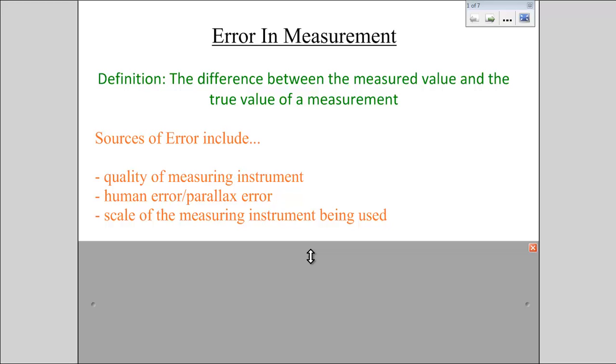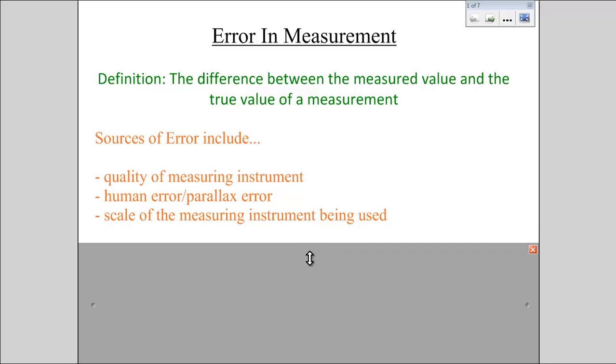For example, if you had a look at the ends of your ruler, if it was one that you maybe were using last year, you might find that the ends have been a bit rounded. And it might not start exactly at 0. Another source of error could be human error or parallax error, which is, say, for example, if you don't position yourself exactly over the top of the instrument that you're reading off, you can get some parallax error.